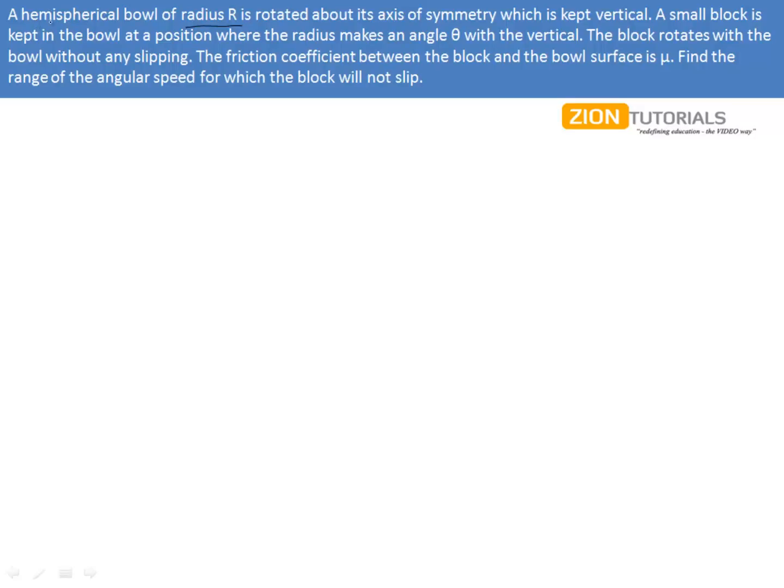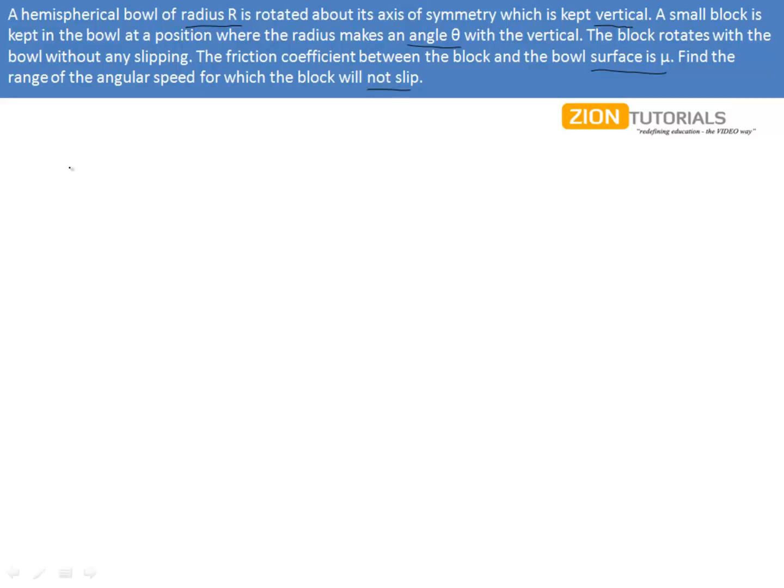The question says, a hemispherical bowl of radius r is rotated about its axis of symmetry, which is kept vertical. A small block is kept in the bowl at a position where the radius makes an angle theta with the vertical. The block rotates with the bowl without any slipping. The friction coefficient between the block and the bowl surface is mu. Find the range of angular speed for which the block will not slip.